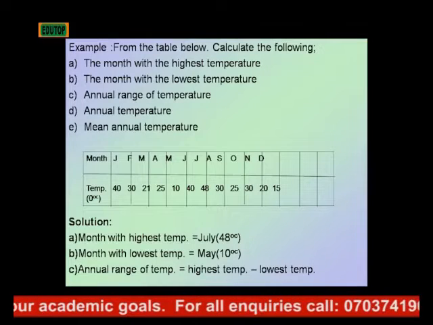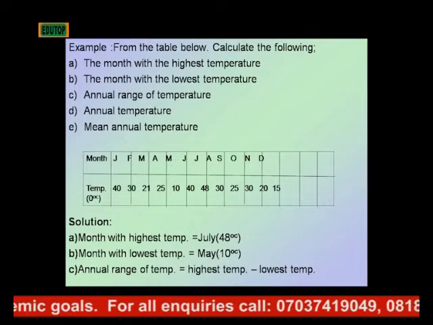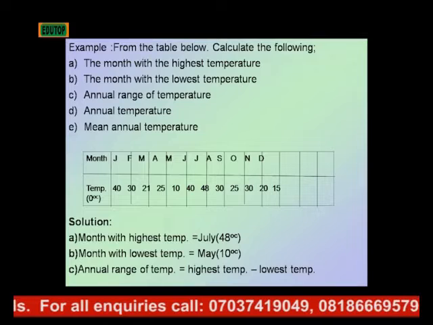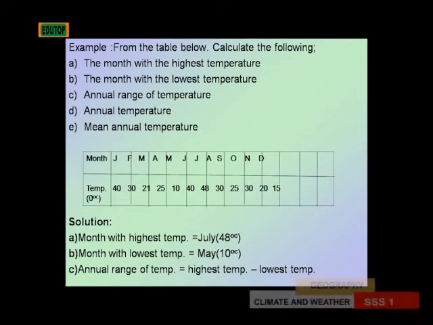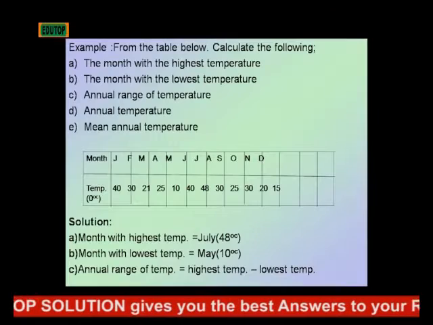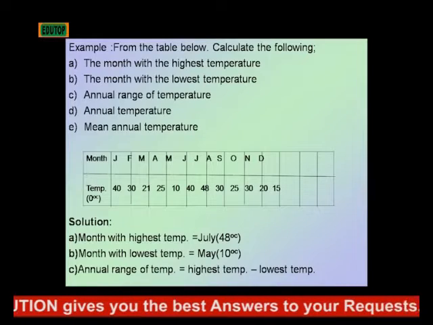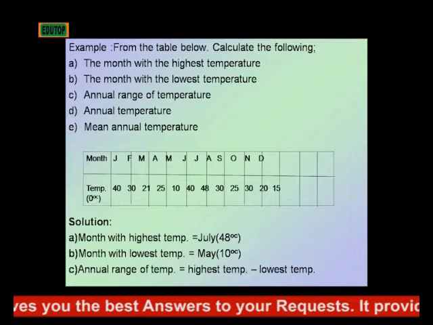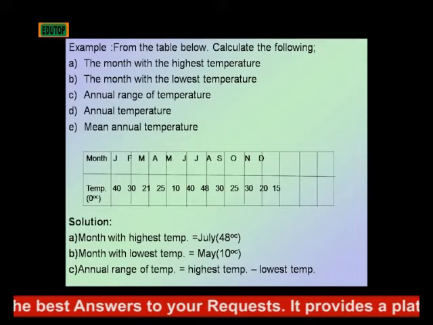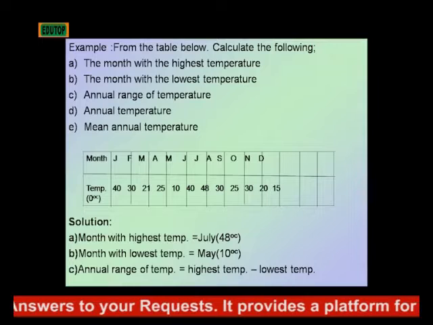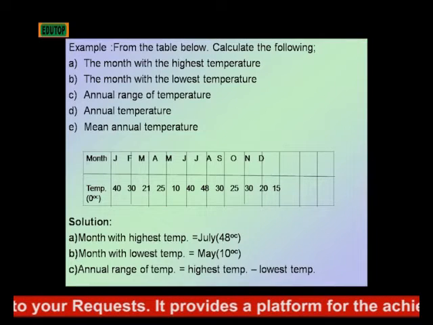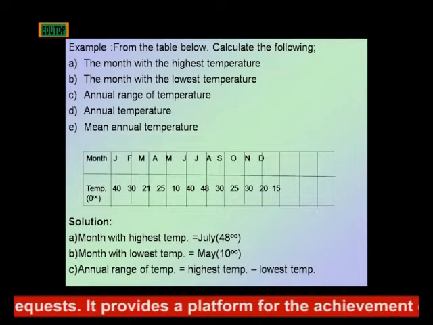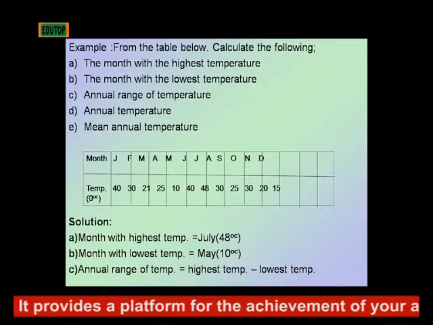The same formula used when we were calculating rainfall data applies here also. And now here is the table. Here we have month from January to December and the temperature in degrees Celsius, 40, 30, 21 down to 15 in December. Solution for number 1.